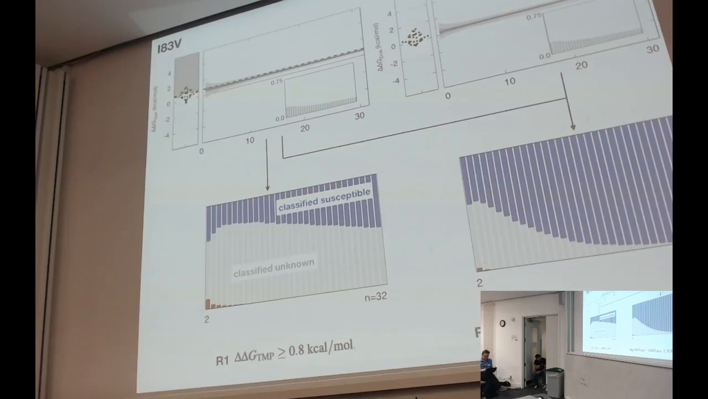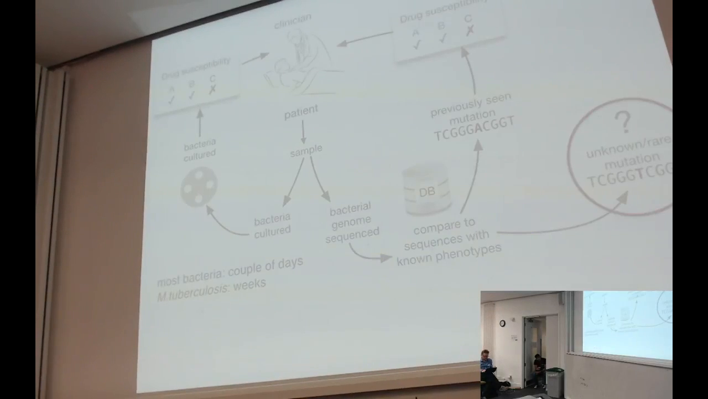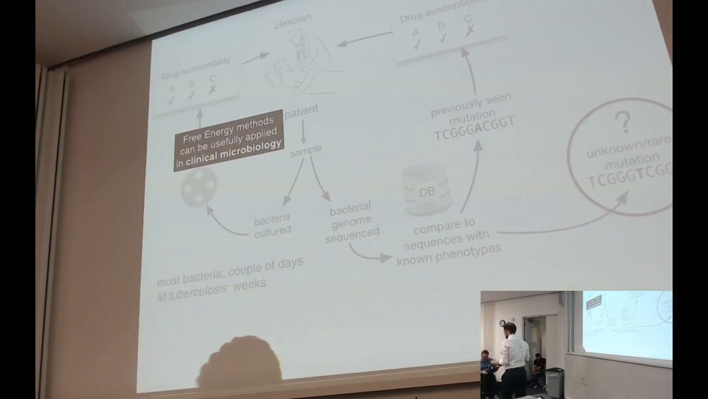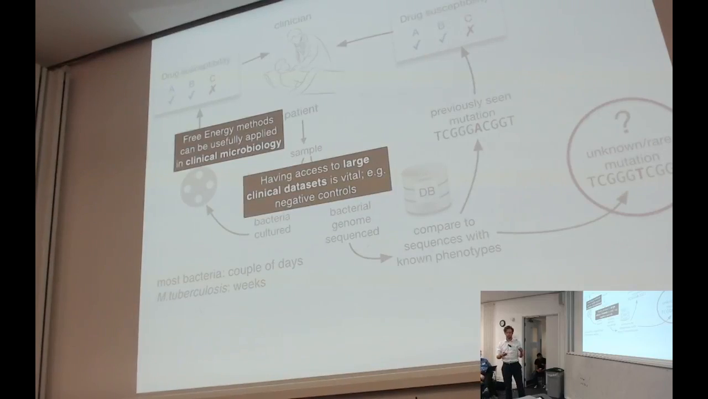Now I've got 1 or 2 slides left, so I'm quickly going to summarise. So hopefully I've shown you how free energy methods have the potential to be useful in clinical microbiology, which is perhaps something you might not have thought of. But what's been really vital for me is having access to these large clinical genomic data sets, because it gives me, for example, negative controls, it shows me where I should look, what I should try.